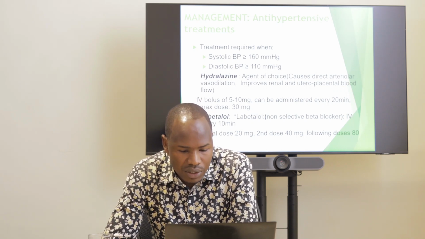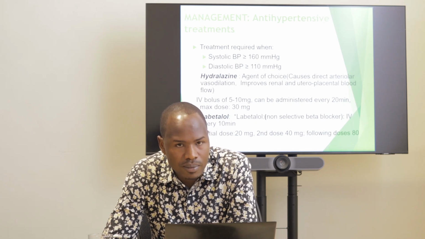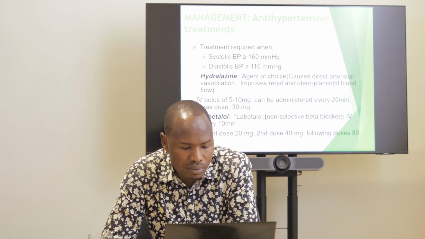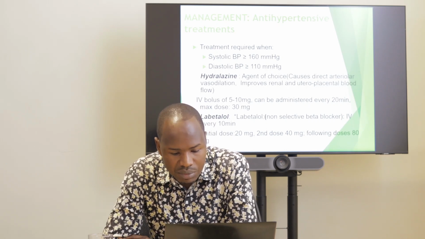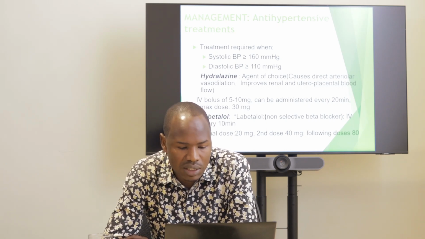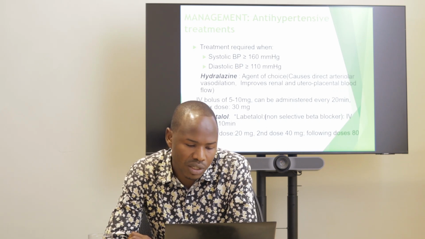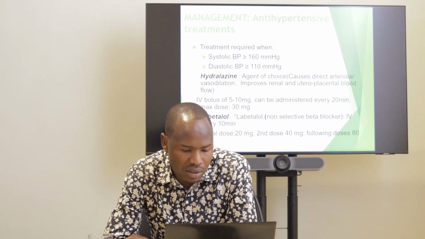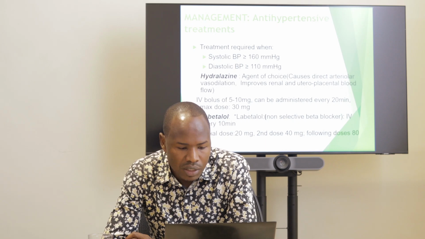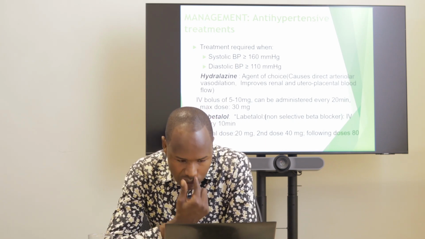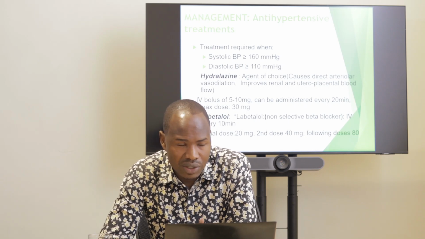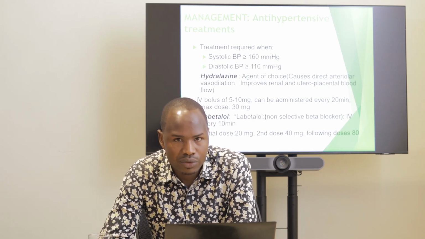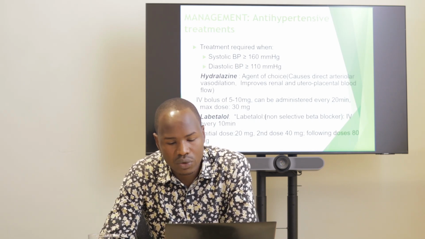This is given IV, intravenous bolus of 5 to 10 milligram, and can be administered every 20 minutes, and the maximum dose should not be greater than 30 milligram. This hydralazine causes direct arterial vasodilation and then improves renal and uteroplacental blood flow.